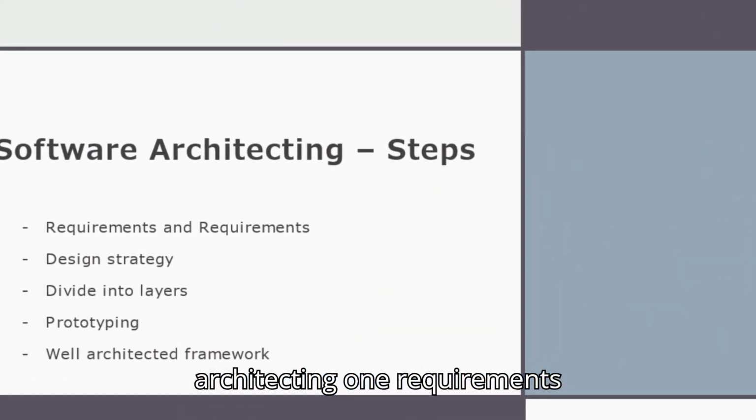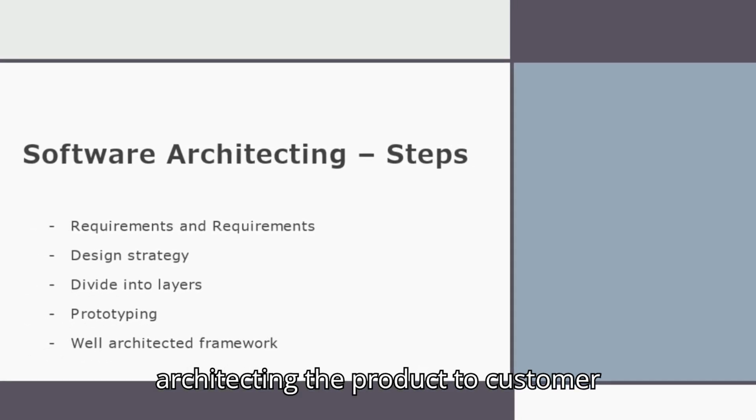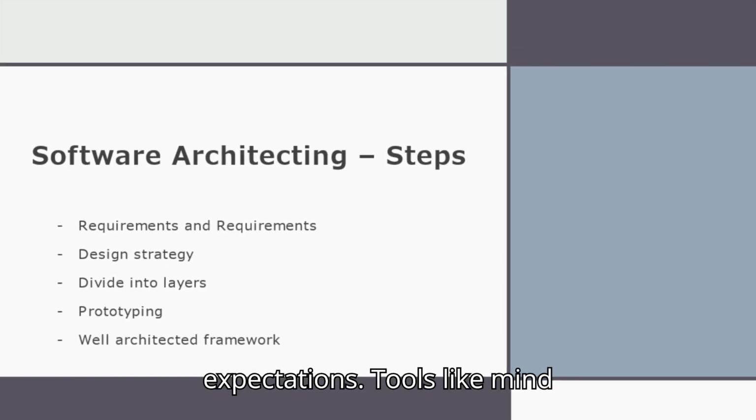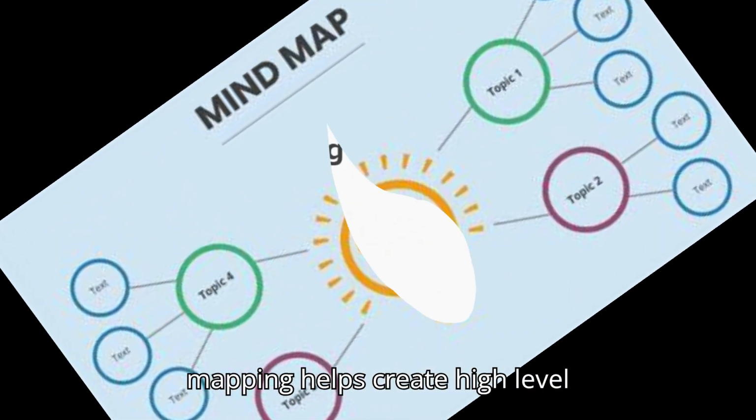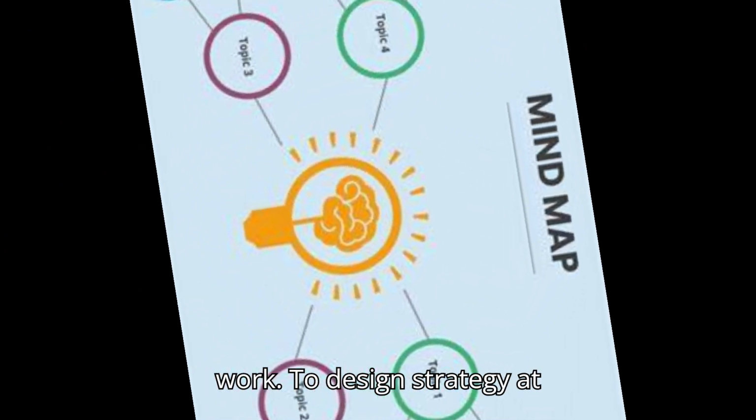1. Requirements. Functional and non-functional requirements are the baseline to architecting the product to customer expectations. Tools like mind mapping help create high-level requirements, and map functional and non-functional requirements to shape the scope of work.